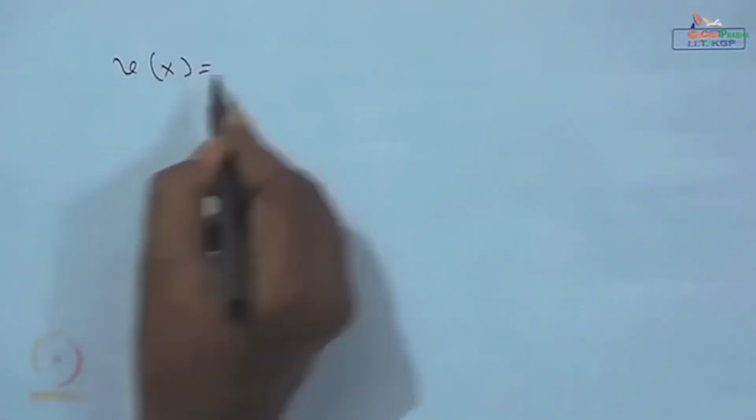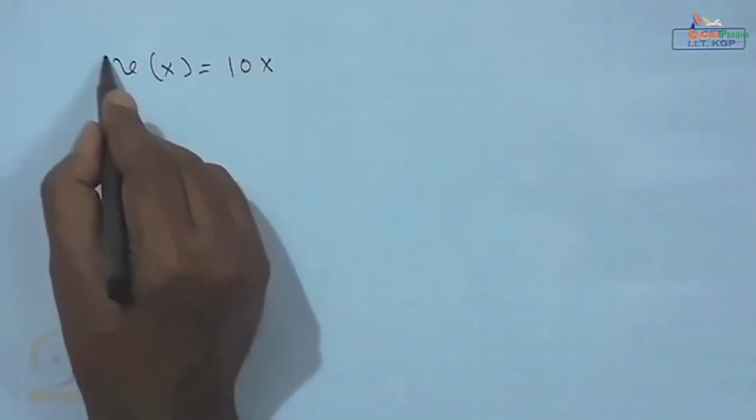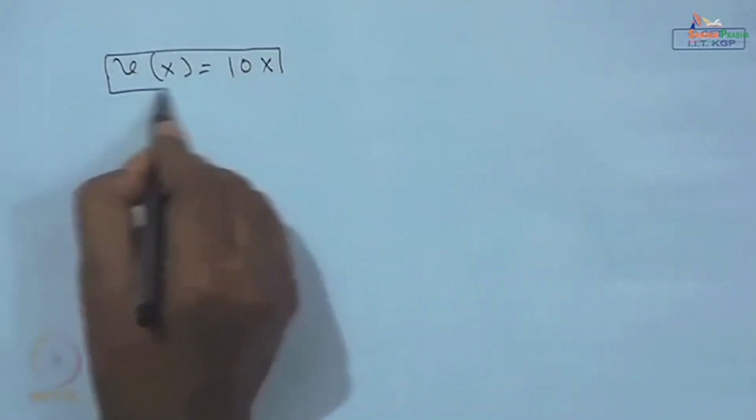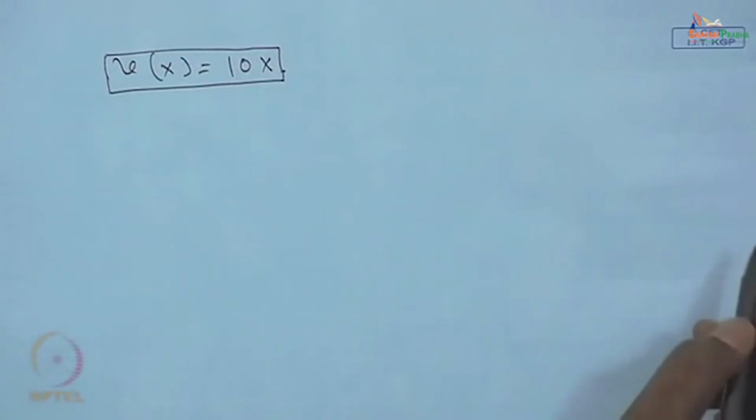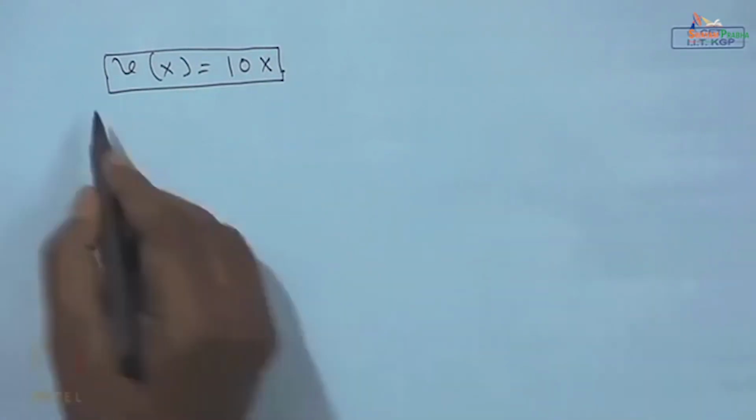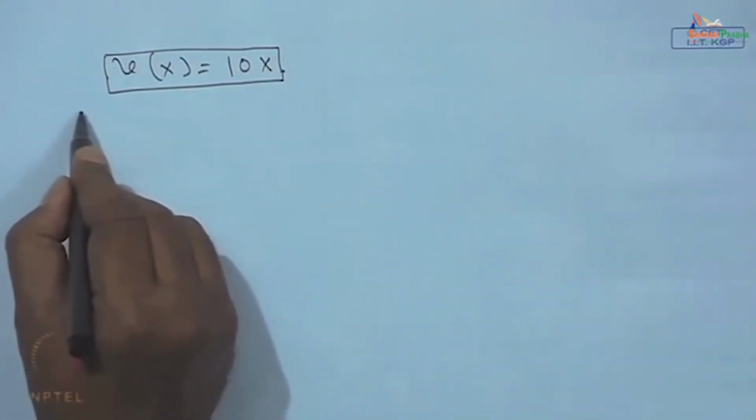We can construct the solution of v. So, v of x will be nothing but 10x. So, that is the solution of sub problem v. Next, we talk about the sub problem of w.